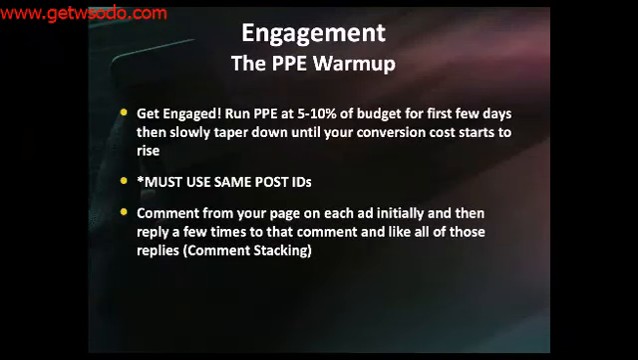You can also do this. I call it comment stacking. So the first comment and the first like on every ad is the hardest thing to get. No one wants to be the first one in. So just trying to help that, what I do is I comment from the page on each ad initially, right when I make it, and then reply a few times to that comment, and then like all the replies and that main comment. When your ad is shown to people, they can usually see the top 1 or 2 comments. I want one of those comments at least to be from me, so it's not from some customer giving me some shitty review or something, you know.